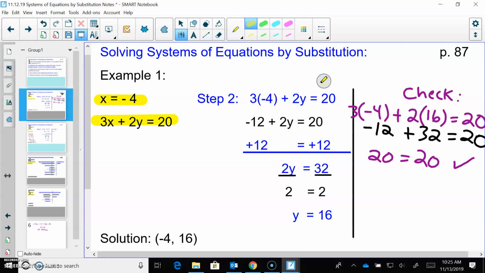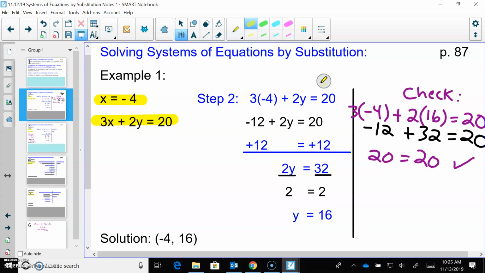When I do that, 20 plus 12 gives me 32. I bring down my 2y. Right now, 2 is being multiplied by y. So the opposite of multiplication, or the inverse, is division, so I need to divide by 2 on both sides. When I do that, it gives me y equals 16. So now where you see where it says solution, I already have my x. They gave that to me. So my x is -4, and then my y is 16.